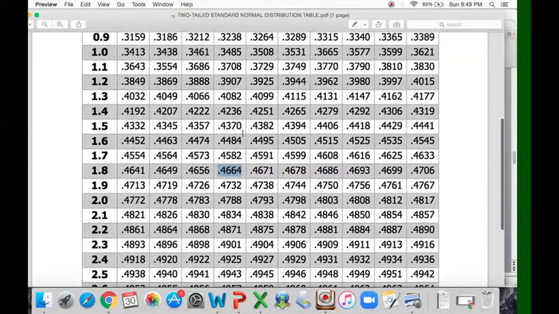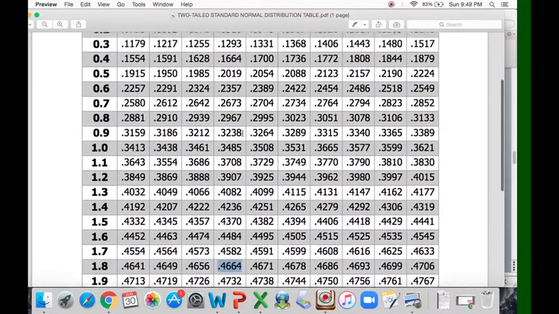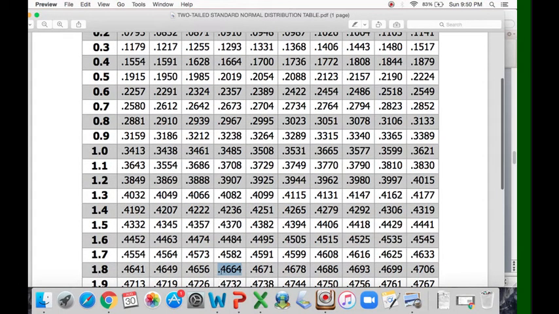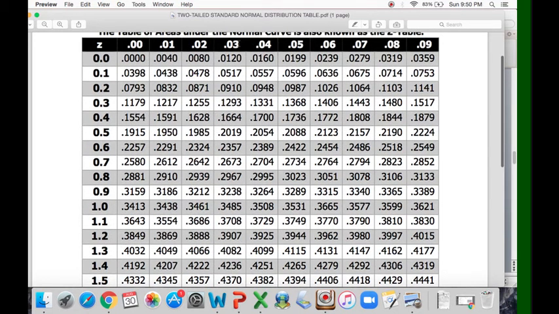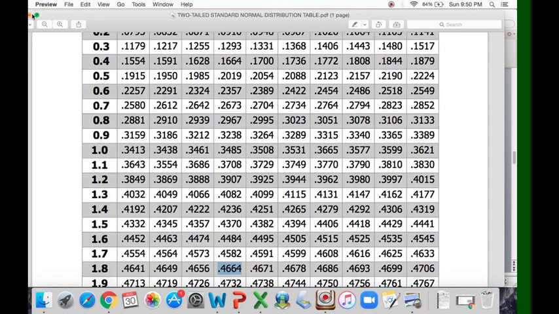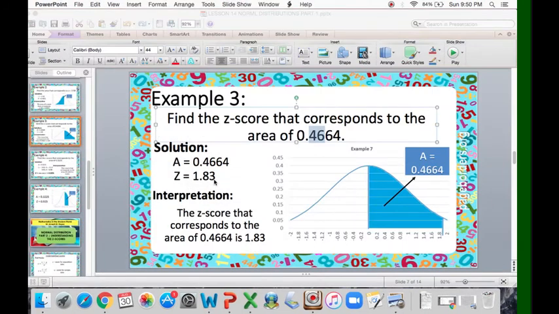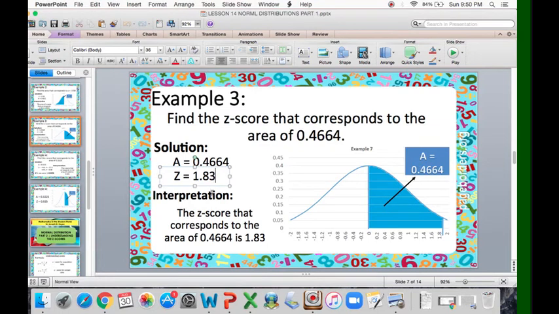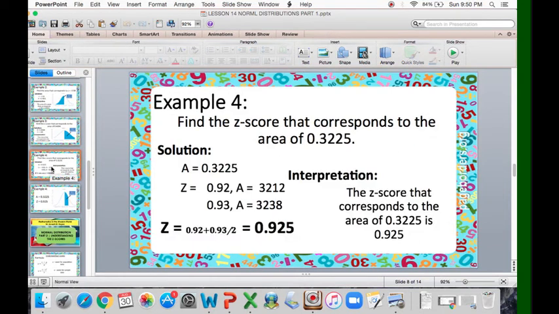Find the z. To find the z, we will look for 1.8, right? Ito siya, 1.8. Ano yung nasa taas niya? 0.03. So, 1.8 plus 0.03 is 1.83. Correct. So, the z is 1.83 for this portion. Okay? So, therefore, the z-score that corresponds to the area of 0.4664 is 1.83. Again, if we will do a curve, that's 1.83 and that's the area. Okay? Now, next, example 4.